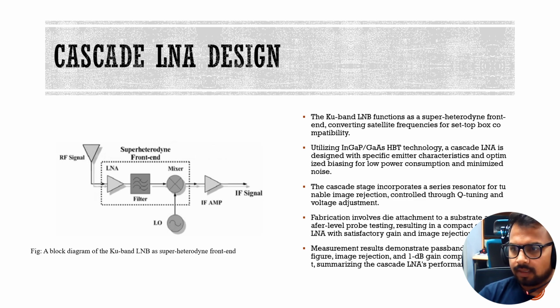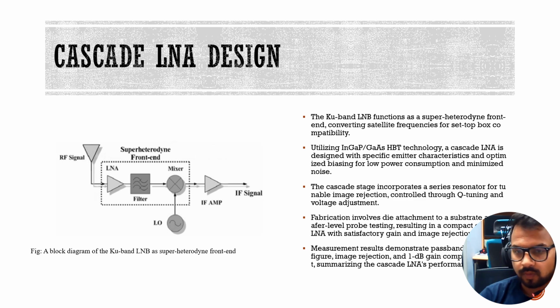The cascode stage incorporates a series resonator for tunable image rejection control through Q tuning and voltage adjustments. Fabrication involves die attachment to the substrate and on-wafer probe testing, resulting in a compact LNA with satisfactory gain and image rejection. Now measurement results demonstrate the passband, noise figure, image rejection, and 1 dB gain compression, summarizing the cascode LNA's performance.